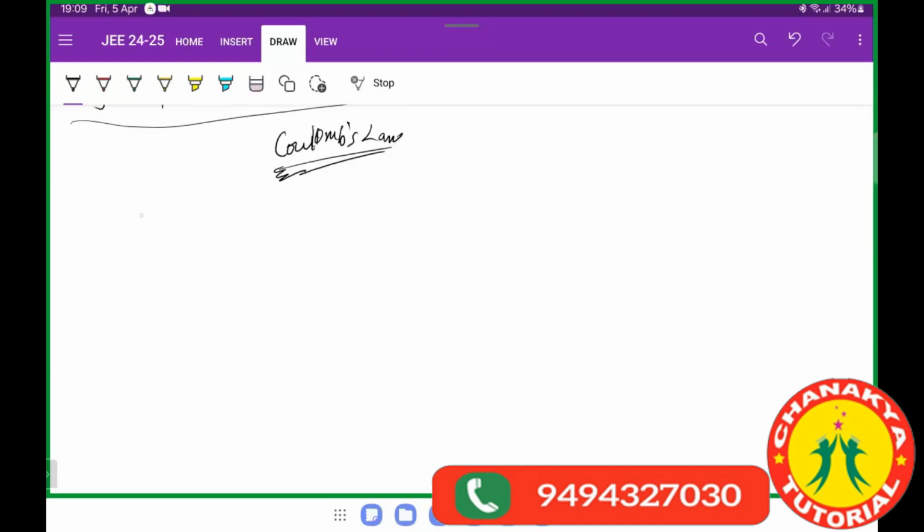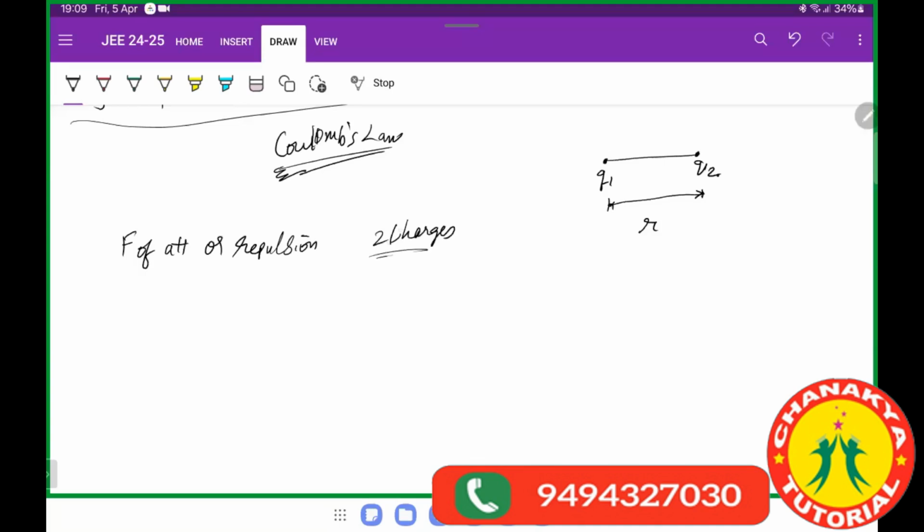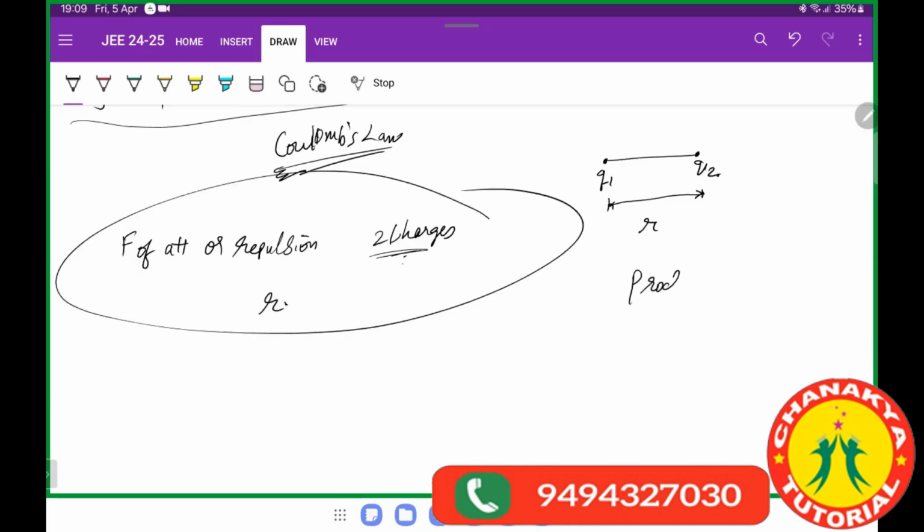Okay. So there are two charges Q1 and Q2 separated by distance R. So the force of attraction or repulsion between two charges is directly proportional to the product of the two charges, Q1 and Q2, and inversely proportional to the square of the distance between those two charges.